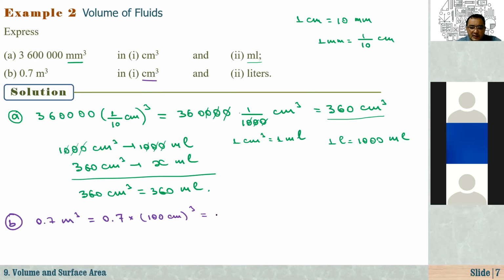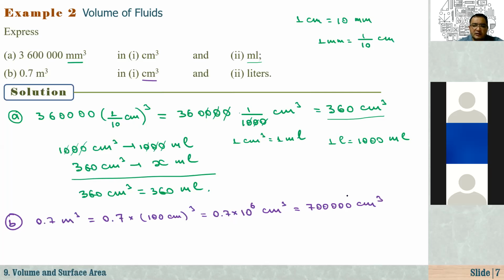We know that it's 1 million. So here I have 0.7 times 1 million. Let me just write here 10 to the power of 6. And here we have cm cube, which is equal to, I can just write it 0.7 times 1 million. That's equal to 700,000 cm cube.